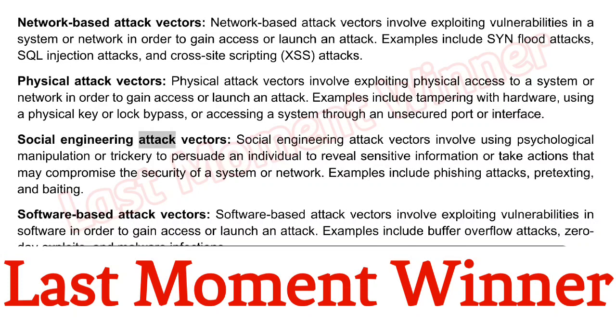Social engineering attack vectors. Social engineering attack vectors involve using psychological manipulation or trickery to persuade an individual to reveal sensitive information or take actions that may compromise the security of a system or network. Examples include phishing attacks, pretexting, and baiting.